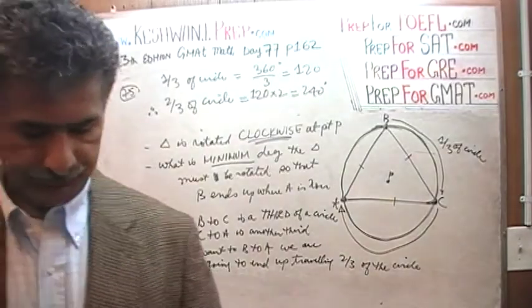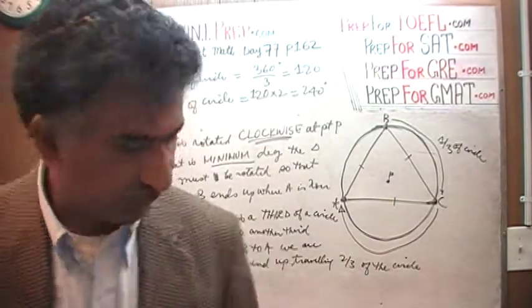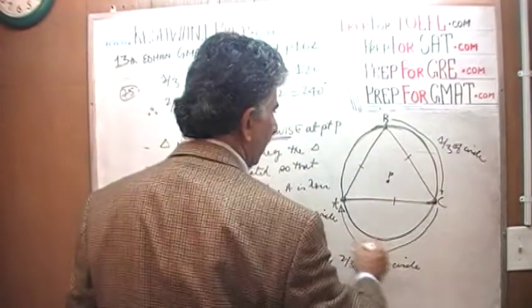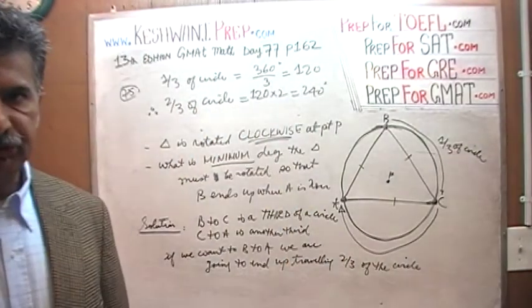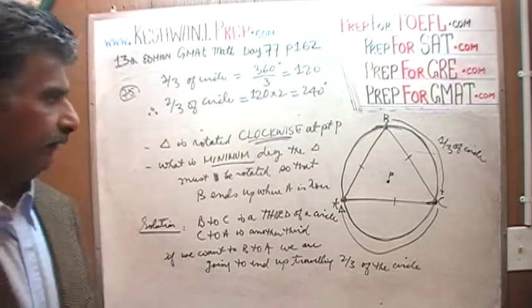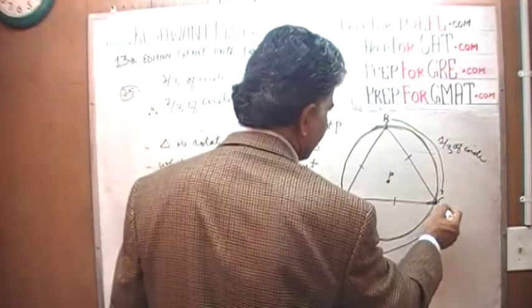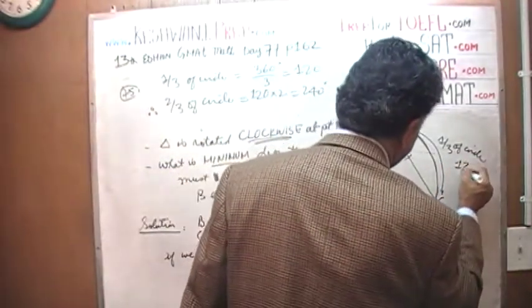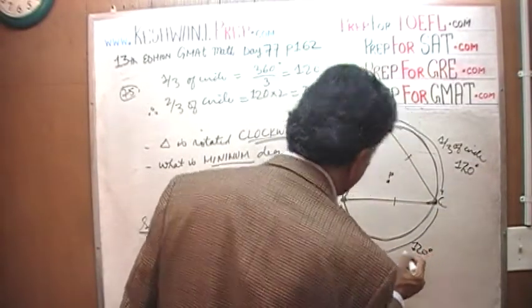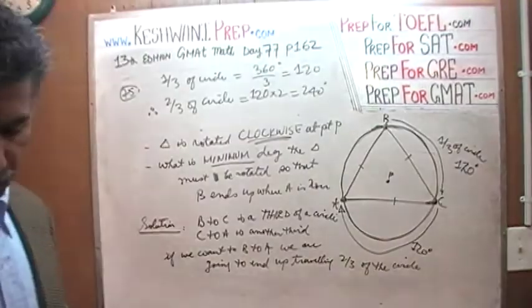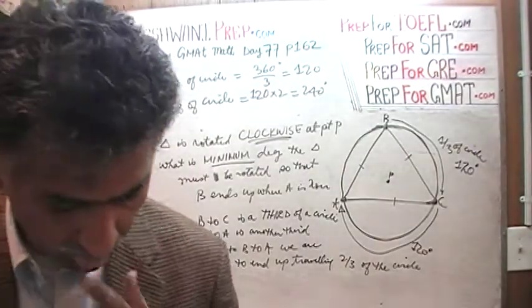That's the minimum. The reason why they use the word minimum is because, of course, you could go around 10 times and then stop here. That would be silly. The least distance that you can travel going clockwise is to go from B to C, which is 120 degrees, and then go from C to A, which is another 120 degrees. So you're going to end up traveling 240 degrees.